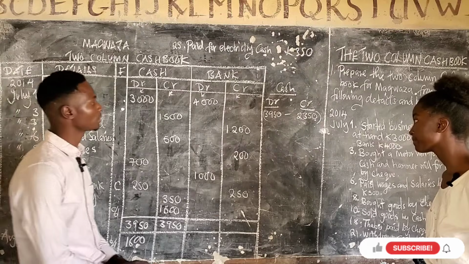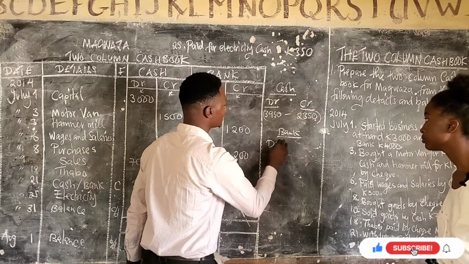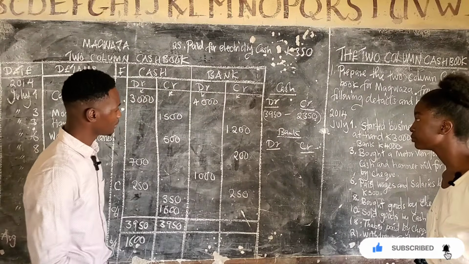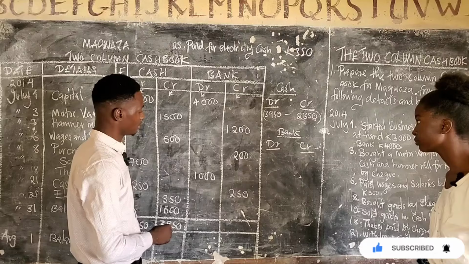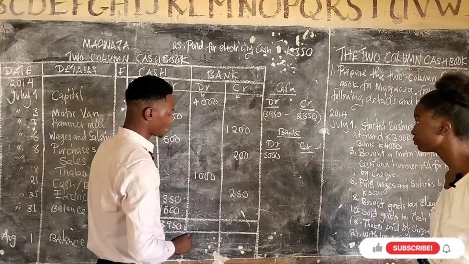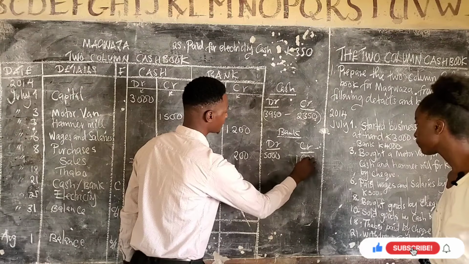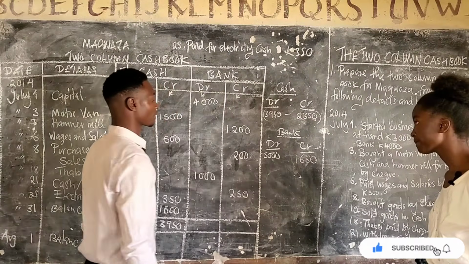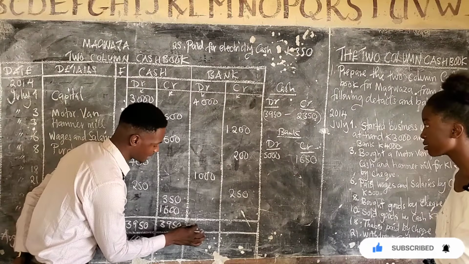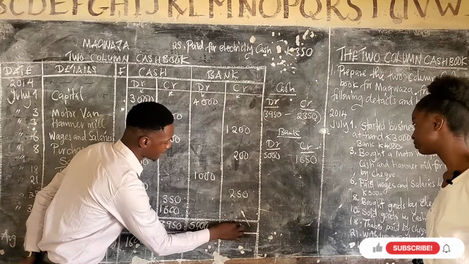Let's go to bank and balance bank. So bank, debit, credit. On the debit side, 5,000. On the credit, 1,650. So the debit side is greater than the credit. So 5,000, you're going to write in the total here.